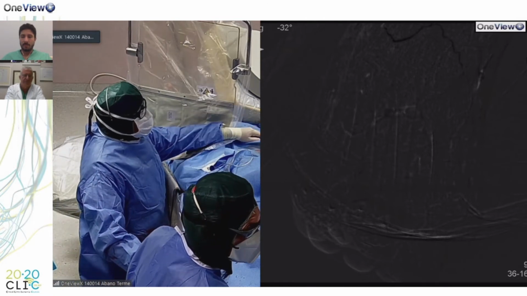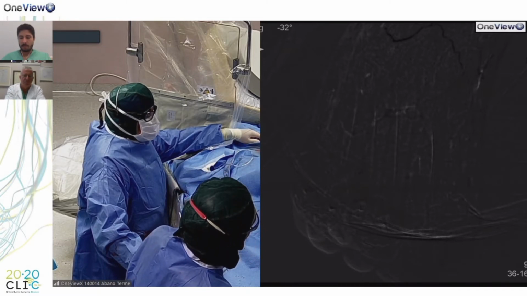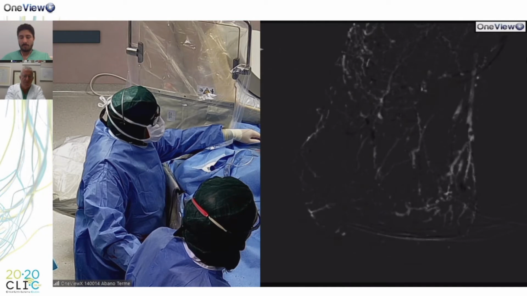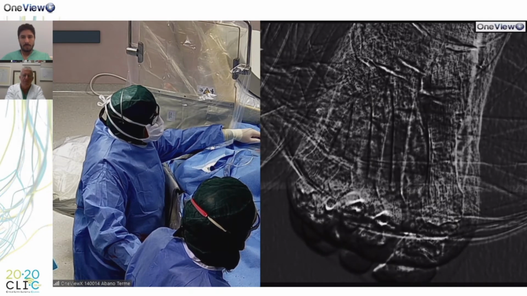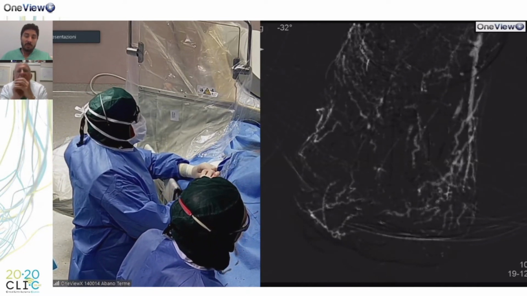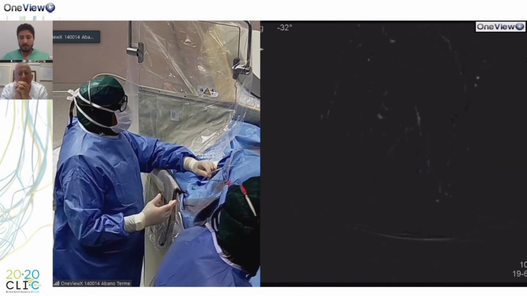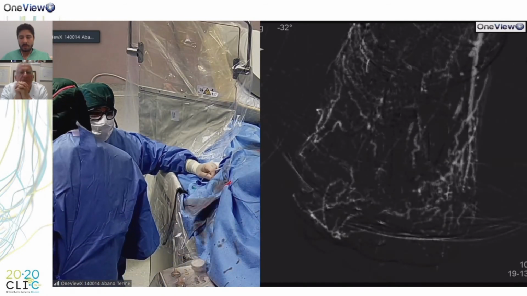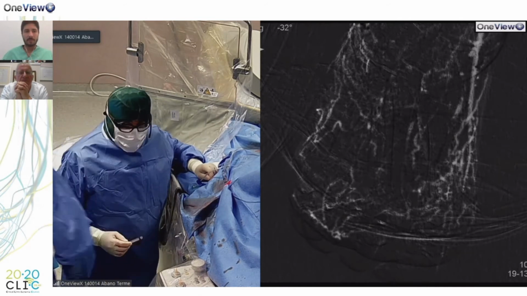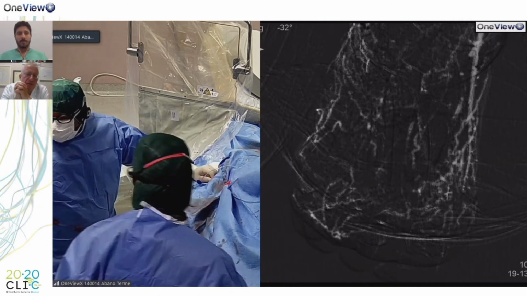You can try to reduce the... Okay, now it's clear. Even if there was a small movement, there is a very fast passage in the vein. So, okay, we can change the wire and put the wire for the jet stream and for the IVUS evaluation.